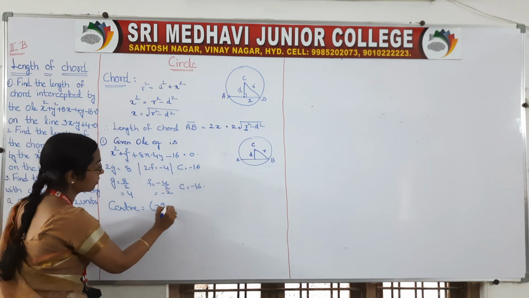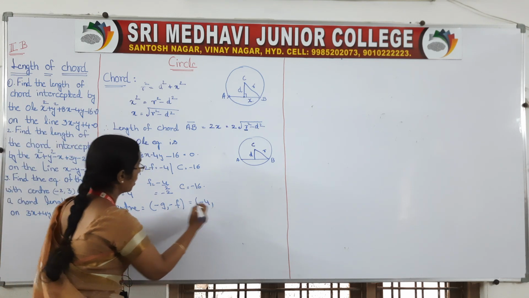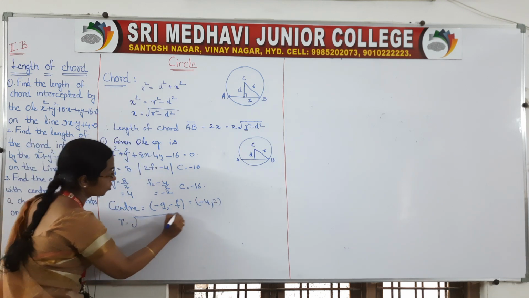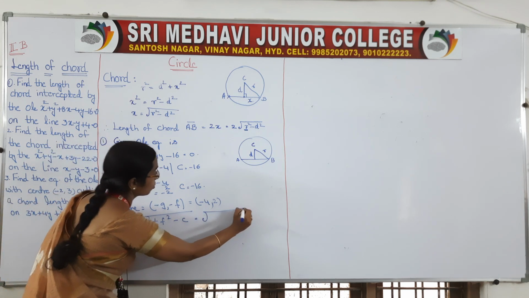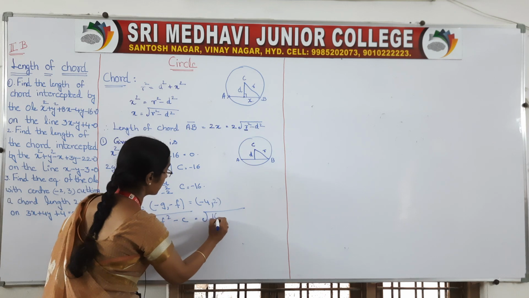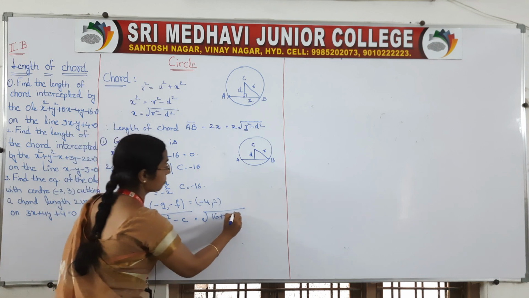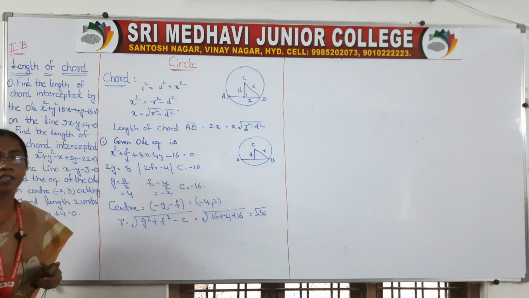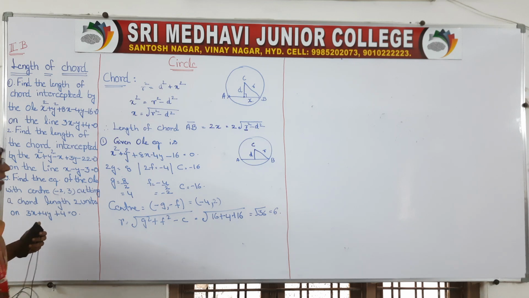The center formula is (minus g, minus f), which is minus 4, minus of minus 2, so minus 4 comma 2. Now take the radius as usual. What is the formula? Root of g square plus f square minus c. So root of g square is 4 square, 16, f square is 2 square, 4, minus of minus, plus 16. 20 plus 16 is 36, isn't it? Root 36 is equal to 6. This is your radius.